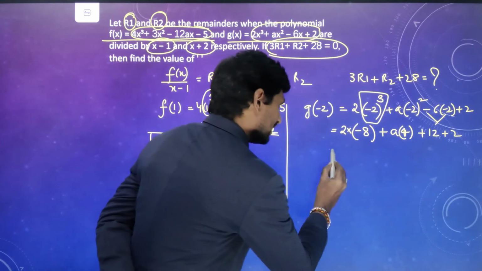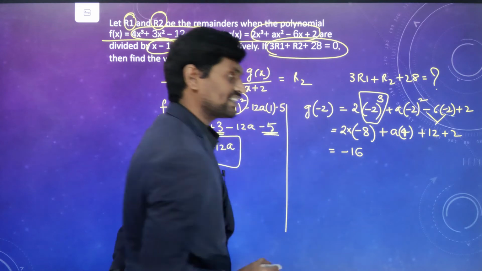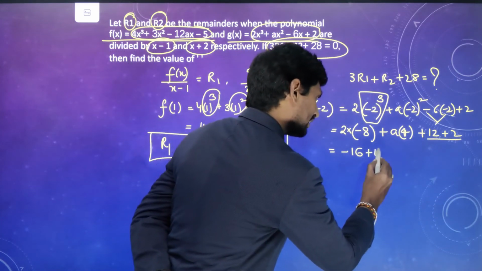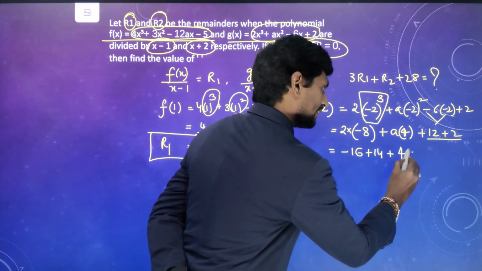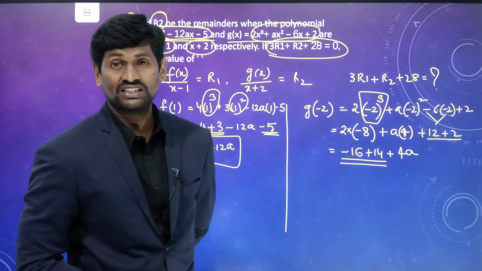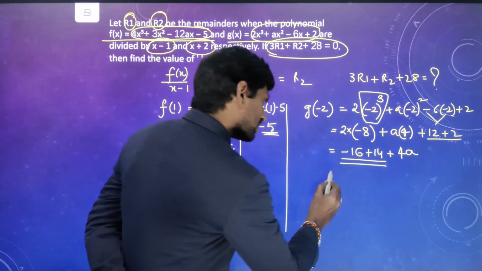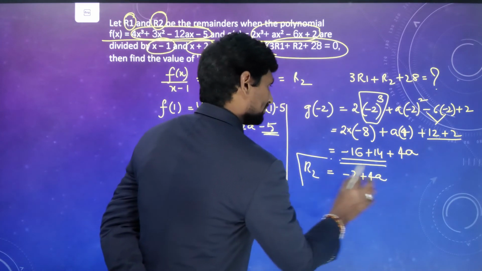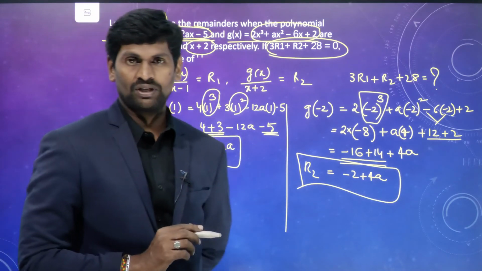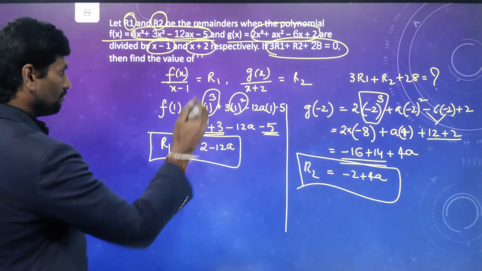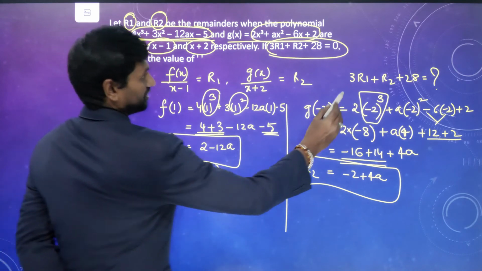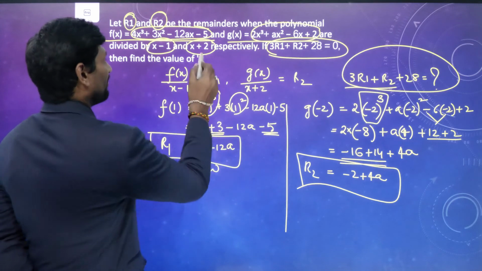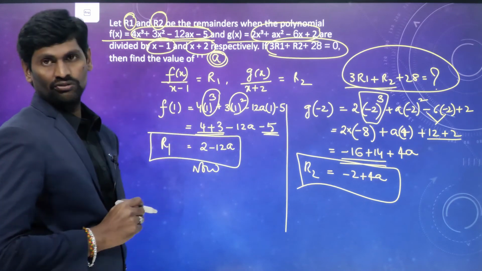Let us identify this. 2 into minus 8 is minus 16. 12 plus 2 is 14. a into 4 is 4a. From this, minus 16 plus 14, different symbols so subtract. The answer is minus 2 plus 4a. This is R2, the remainder. By using the remainder theorem, we are just finding the remainders. But we need to find, if this becomes 0, the value of a. The value of a we need to find.